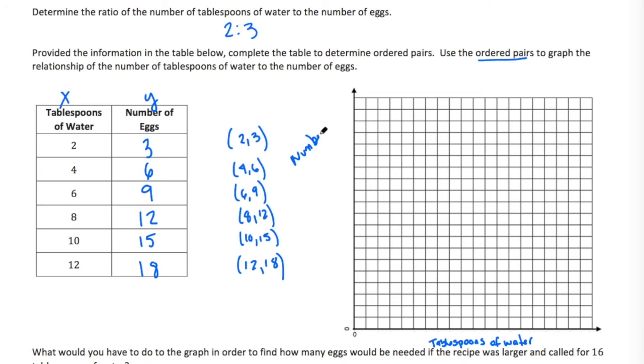And our y value, as I said, is number of eggs. So our title is going to be number of eggs versus tablespoons of water. Great. It's not a very high number that we have to reach, so I'm going to be able to count by ones. I'm going to skip spaces and mark every 2 on the y-axis here, but I'm really still counting by ones.